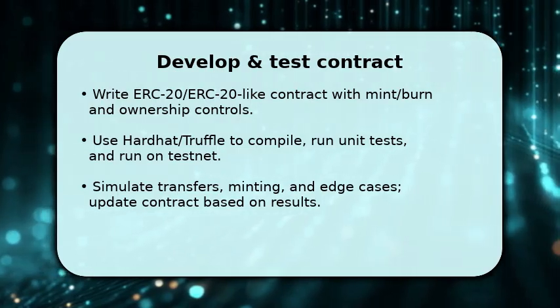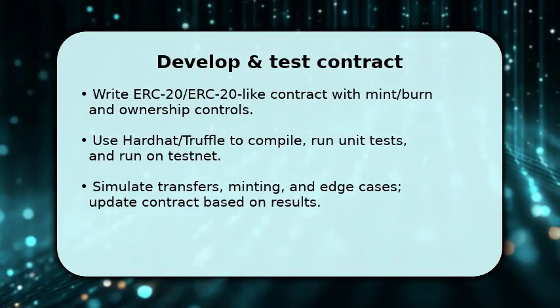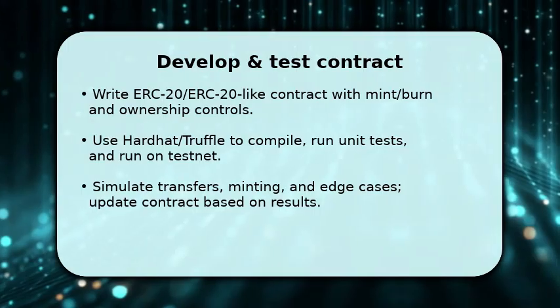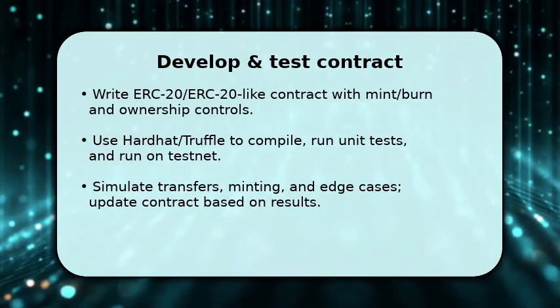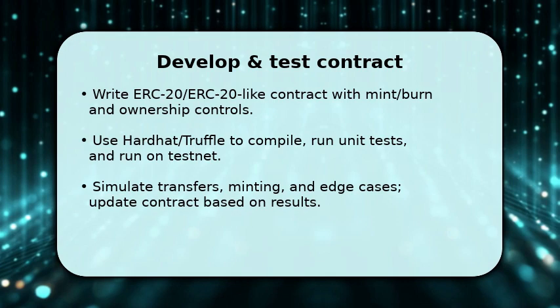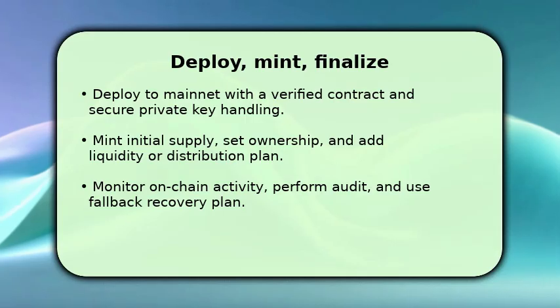Deploy to a testnet through Hardhat or Truffle and interact with the contract from MetaMask to confirm behavior. If tests reveal issues, iterate on code, then recompile. You deploy to mainnet only after thorough testing and optional audit. Make sure private keys are stored securely and deployment gas is estimated.